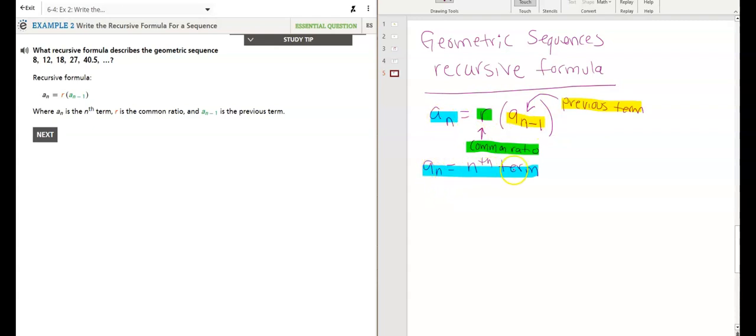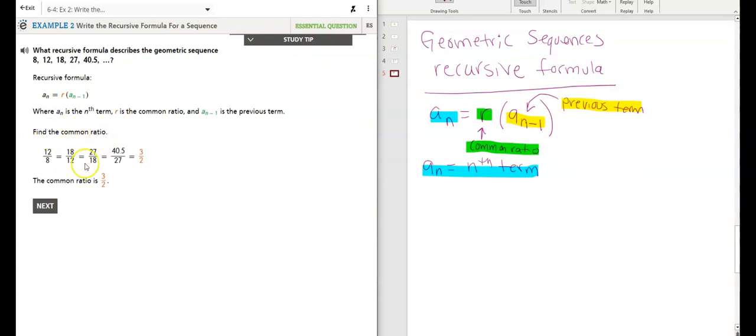A sub n is the nth term, whatever number you're trying to find. If I'm trying to find the 16th term, that's what I'm going to put here. R is my common ratio, so that's the thing that I am multiplying or dividing by. And then A sub n minus 1 is the previous term in my sequence. So over on the left-hand side, you can start to see what that looks like.